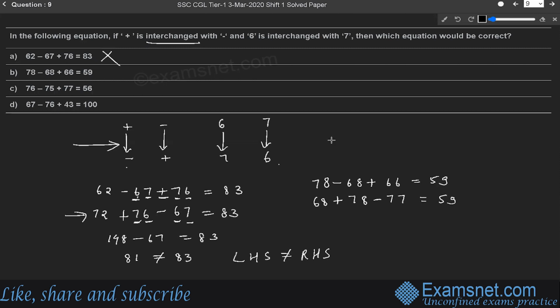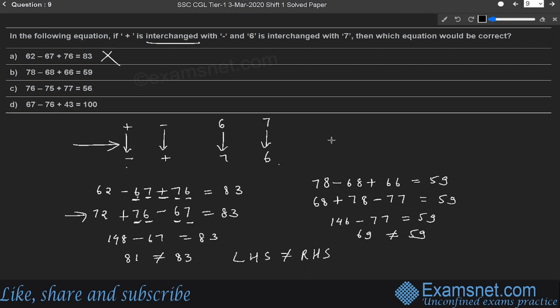Now let us solve it again. So 68 plus 78 is 146. Minus 77 should be equal to 59. But 146 minus 77 is 69. 69 is not equal to 59. So for the second option also, the left hand side is not equal to the right hand side.